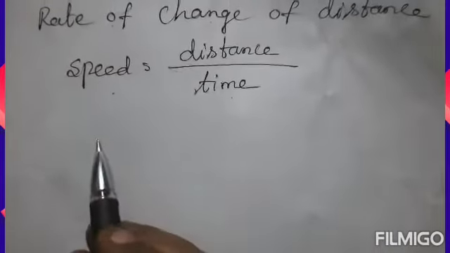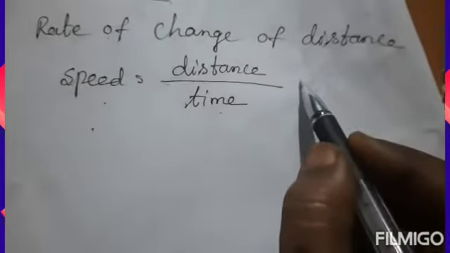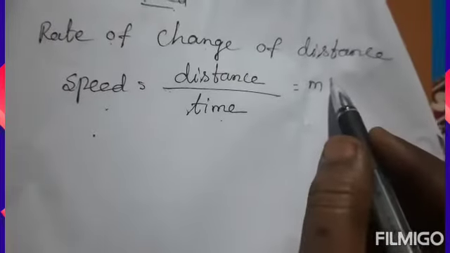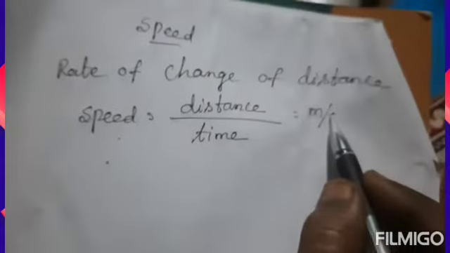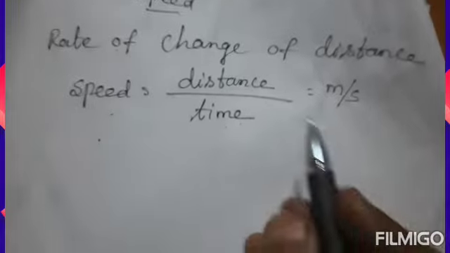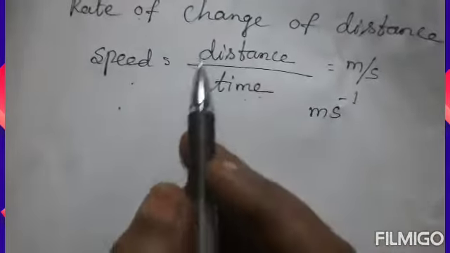Now we can learn the unit of speed. What is the unit of distance? Already we have learned meter. Here, divided by is just per. You have to say this per. What is the unit of time? Second. So the unit of speed is meter per second, or we can write meter second power minus 1. Okay, this is about speed.